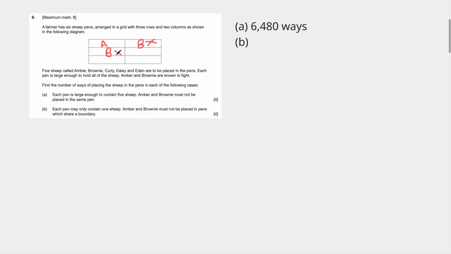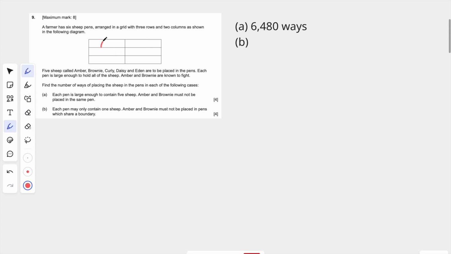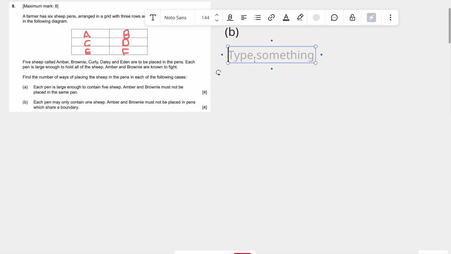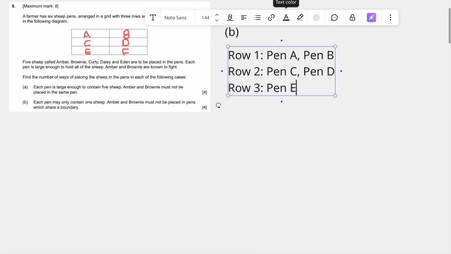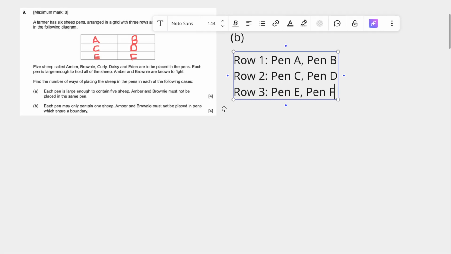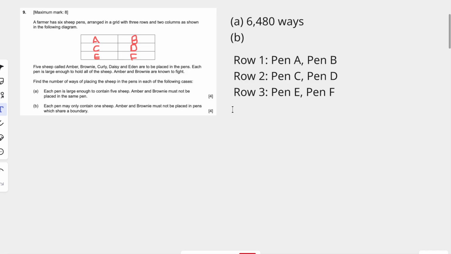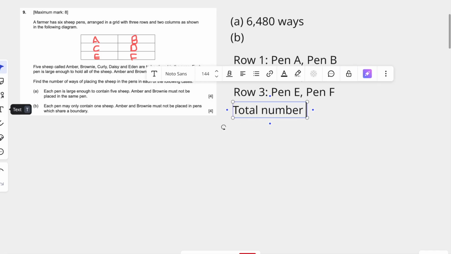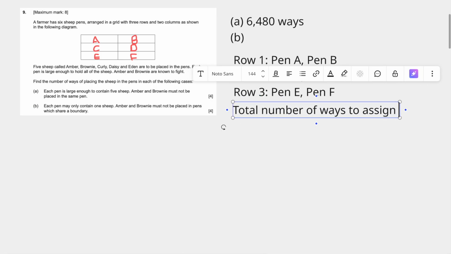We have 6 pens in a 3 by 2 grid. Let's label it. Row 1 has pens A and B, row 2 has pens C and D, and row 3 has pens E and F. We need to place 5 distinct sheep into each of the pens, meaning there will be one empty pen, ensuring that Amber and Brownie do not share a boundary with each other.